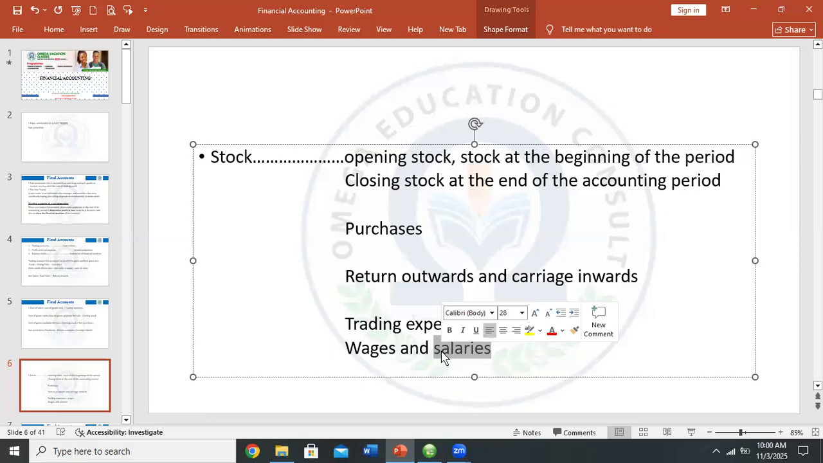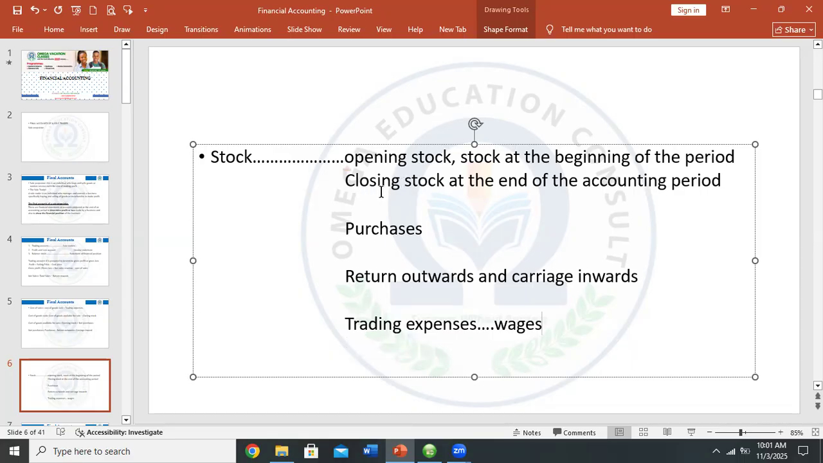So if you discuss costs, some of the indirect costs incurred by businesses will include salaries, while the direct costs will include what? Wages. So when you see wages and salaries combined together like that, it doesn't make it a trading expense. It is only when wages is singled out that it's a trading expense. So professors, with these items, we can calculate our cost of sales: opening stock, closing stock, purchases, return outwards, carriage inwards, and then trading expense or wages.